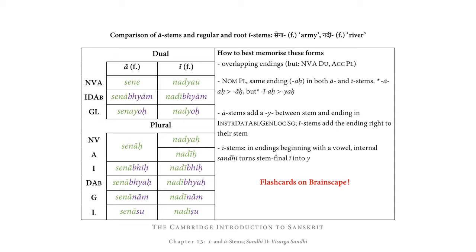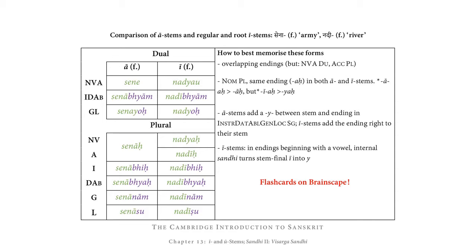In the genitive locative, we then have basically something that also happened in the singular, namely we have this ending os, that in the case of the long I stems is added straight to the stem, Nadi plus os gives you Nadyos, whereas in the case of long A stems we have some changes in the middle of the word, so we have this form Senayos, but the ending os is the same in both.